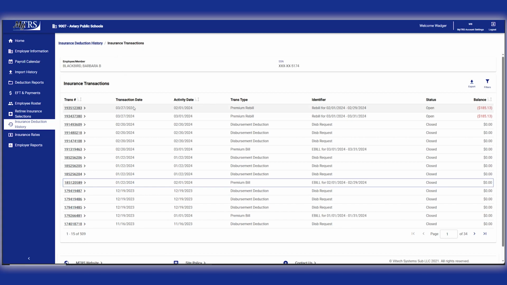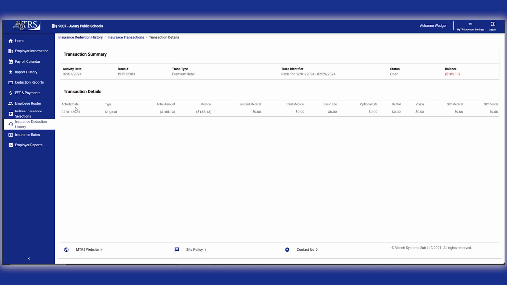Now, if we're looking at a rebill amount, you'll see the identifier out here, but if you'd like to go into the transaction level detail, again, you can see the day that it was processed on. Now this is actually going to show you a backdate of when the activity starts. But the rebill here is going to show you what the period is for. So this is the recalculation of the February 2024 deduction.